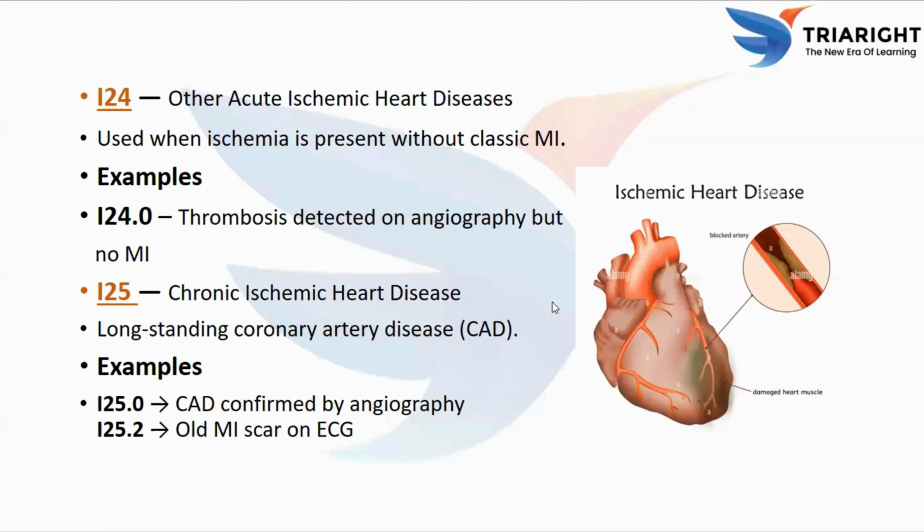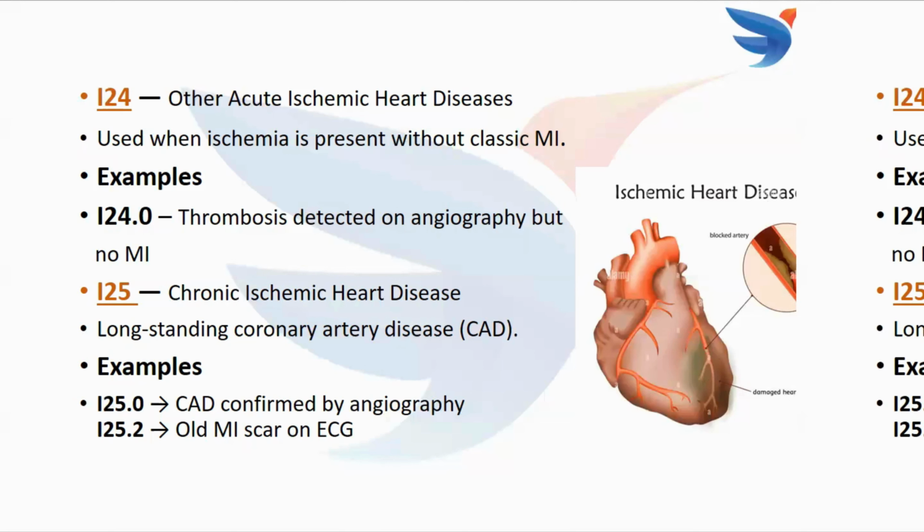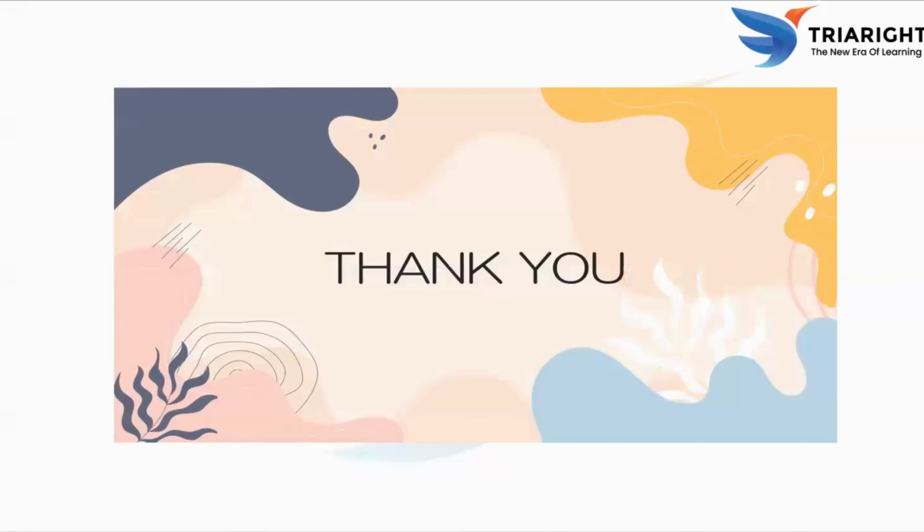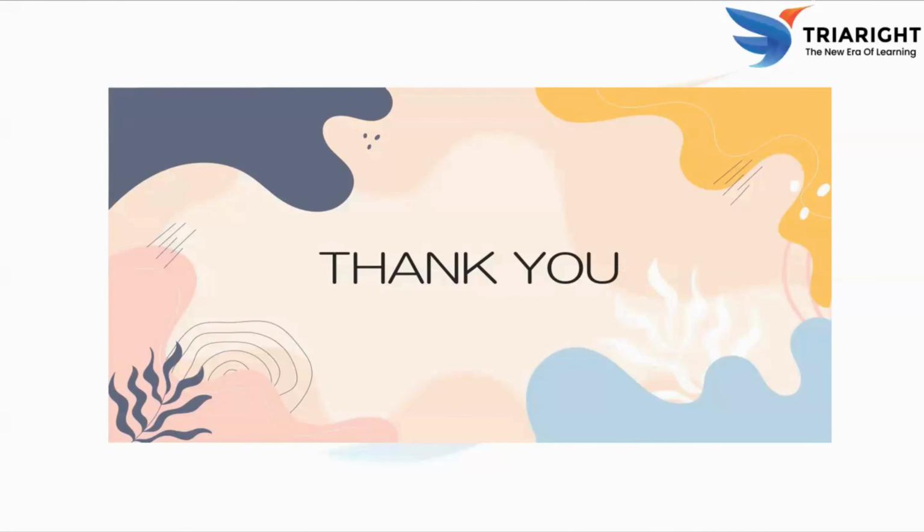So this is about the classification of a few ICD-10-CM codes for diseases of the circulatory system, and this is for today's session. In the next session, you are going to learn about the continuation of this ICD-10-CM classification. Thank you.